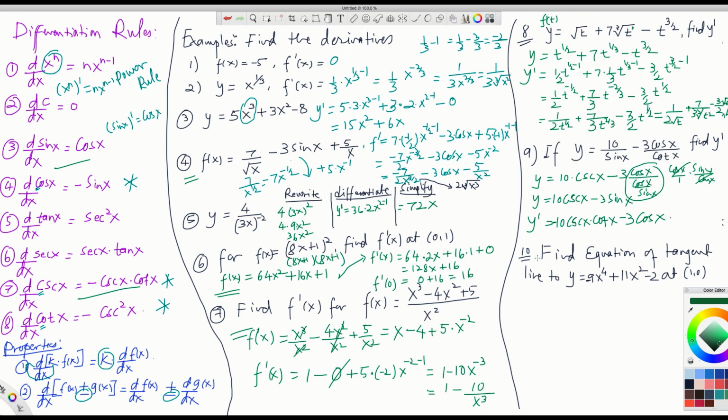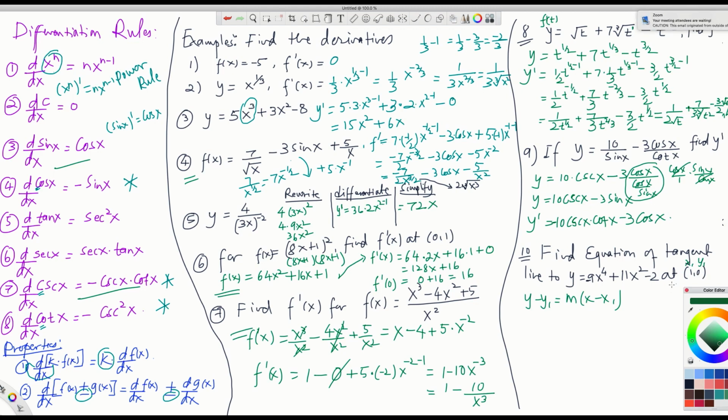Now the last example on this page is basically to find the equation of the tangent line at the given point. What is the equation of the tangent line? y minus y1 equals m times x minus x1. So x1 and y1 are given. We need m. But what is m? m is the derivative, right?